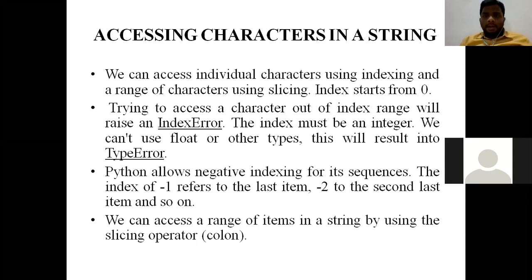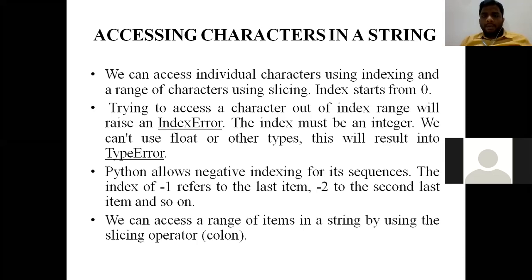Suppose you are going to access any character out of the index range. If you have 5 characters, the maximum index is 4. If you try to access any character beyond that, the interpreter raises an error called index error. That is the first point. The second point is, in an index we need to mention only an integer value. If you do not mention the index with an integer value, it raises a type error.